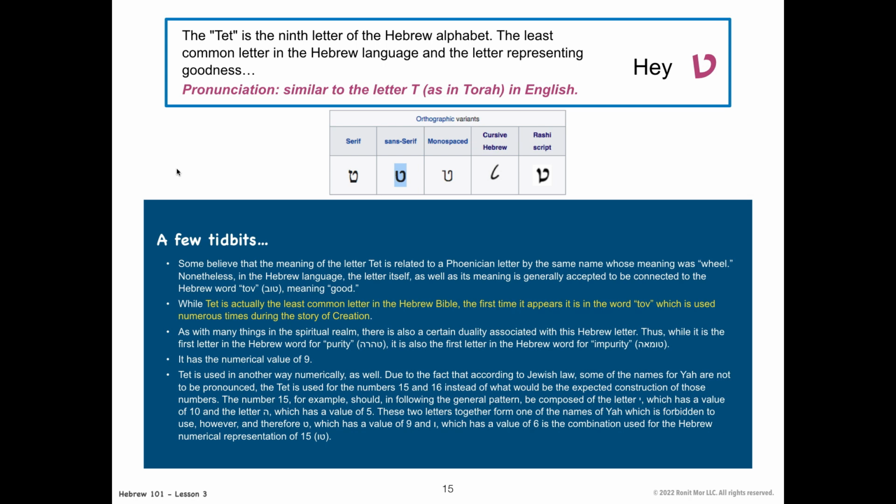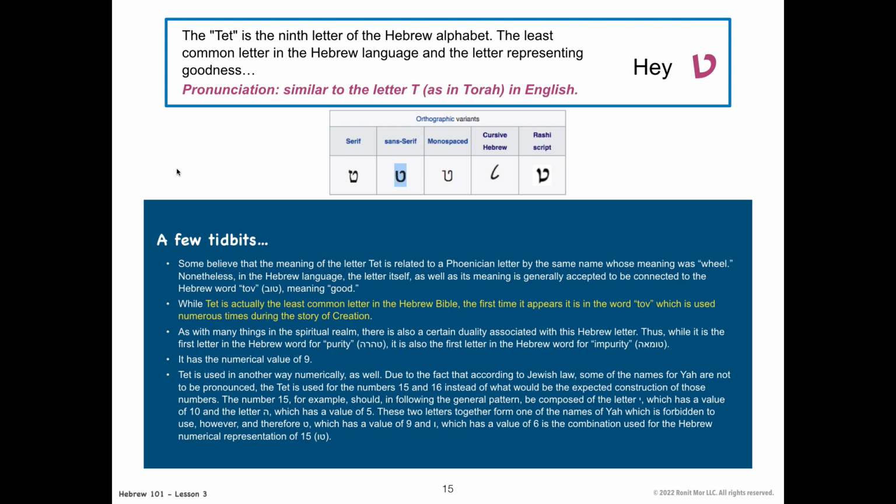And again, today in the parasha, we read a lot about pure and impure. Those two words were used a lot throughout the parasha today. It has the numerical value of 9. Tet is used in another way numerically as well.